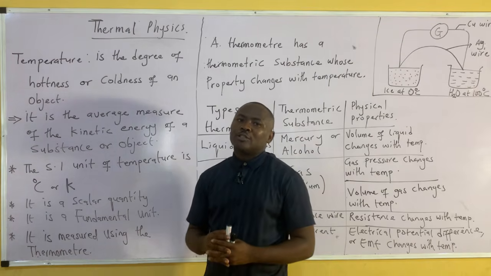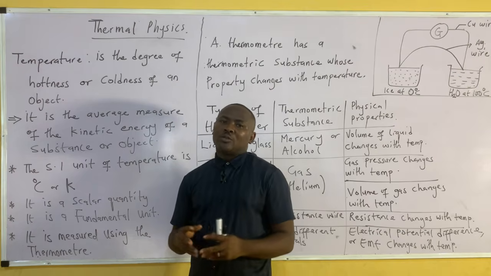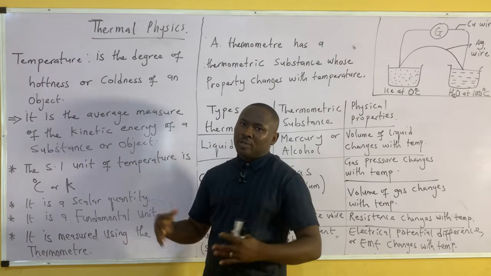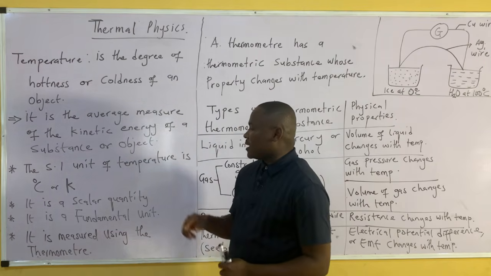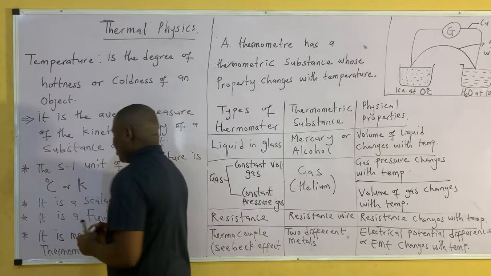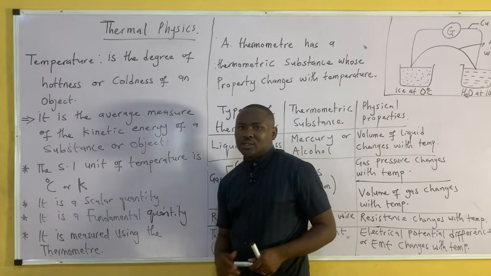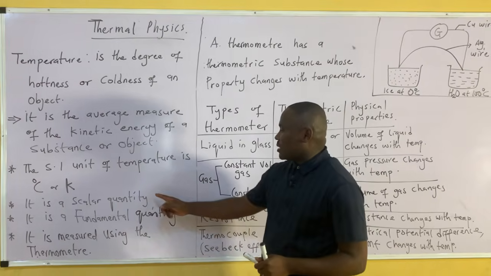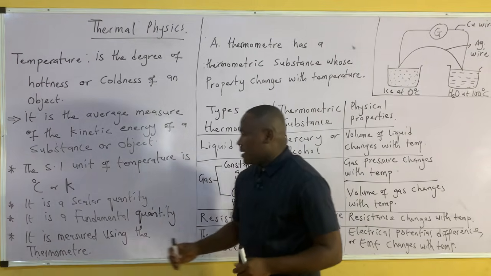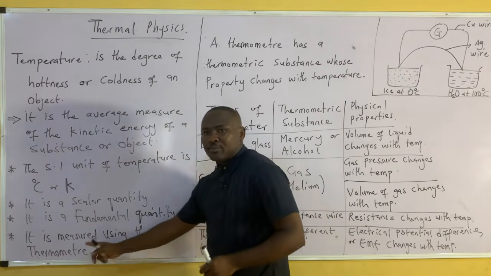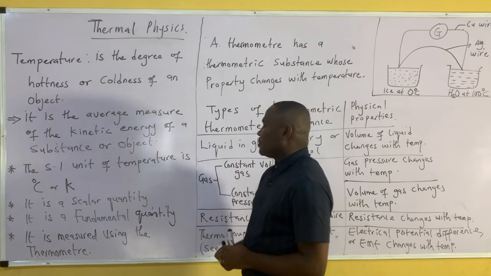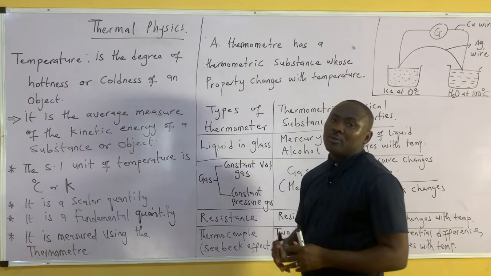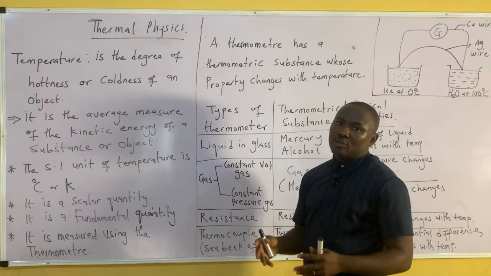We have what we call fundamental quantities. Those are quantities that all other quantities depend on. So temperature is a fundamental quantity, and also it is a scalar quantity. It is measured using the thermometer. So the thermometer is a device used for measuring temperature.